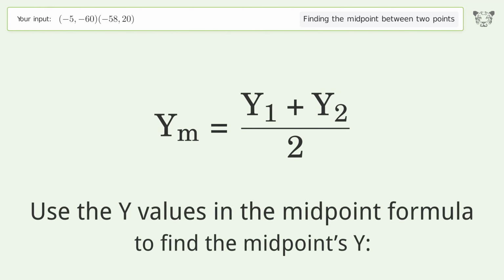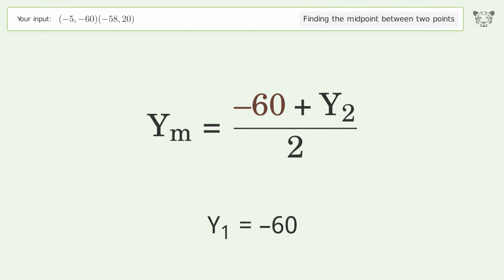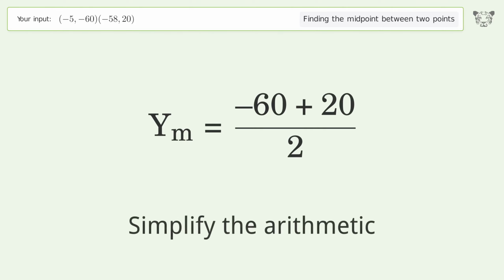Use the y values in the midpoint formula to find the midpoint's y. y1 equals -60. y2 equals 20. Simplify the arithmetic.